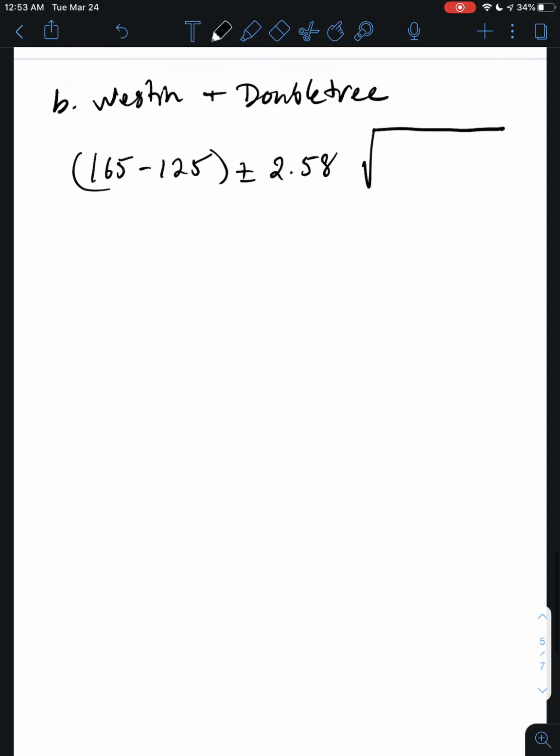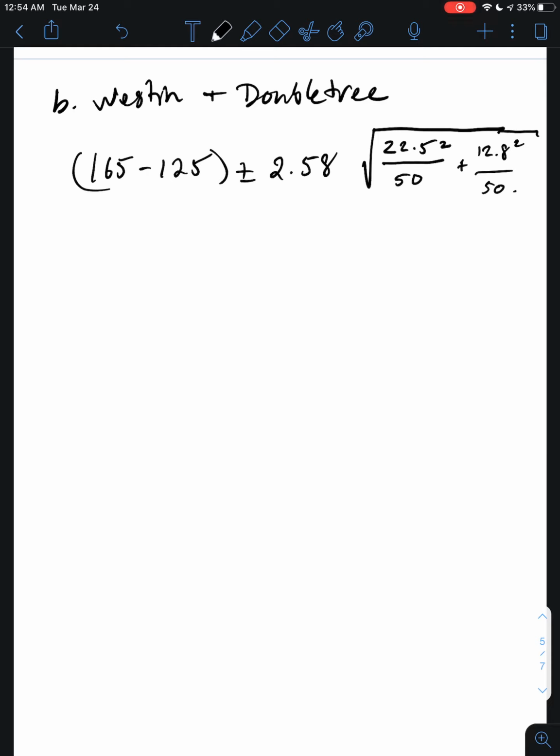In this case, the Weston is 22.5. We have to square it to get a variance. We divide by the sample size. And the Doubletree is going to be, again, 12.8. Square the standard deviation to get a variance. There we go.